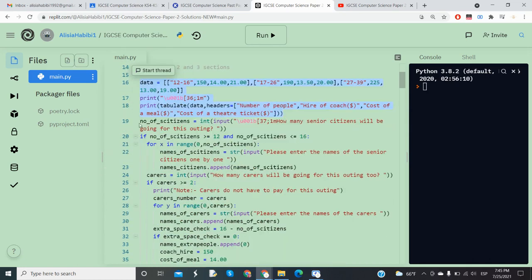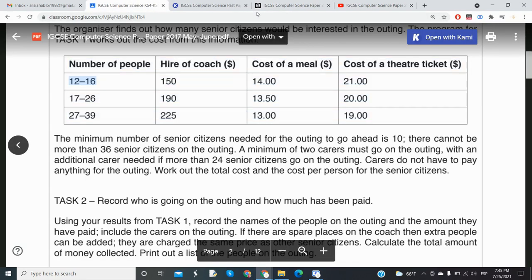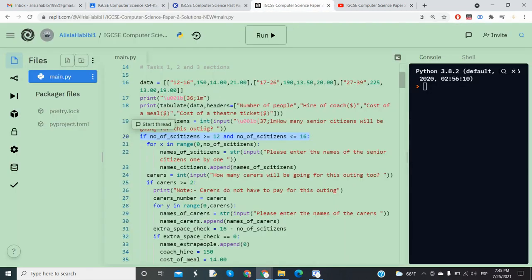Now the program begins by asking the user how many senior citizens will be going. And if you're wondering about this code, this is again a color code. It is just to make my statement appear in a specific color, because I like to make it a bit more colorful and interactive for the user. So it asks how many citizens will be going. Based on the response, it checks to see if it falls in the range of 12 to 16, which is the first option we have here, so that we can set the price of the coach, the meal cost, and the theater cost all as constants.